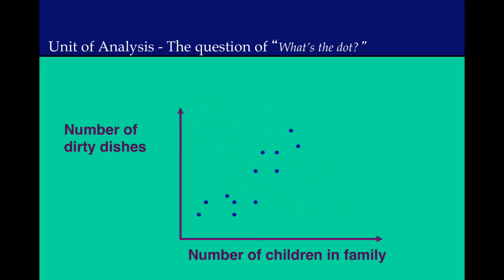Now, there's a very important question to ask when you look at a scatter plot, and that is, what is the unit of analysis? And this is the question of, what does the dot represent? So let's go back to this number of dirty dishes versus number of children in the family. And the question I'm asking, what does that dot represent? Well, that represents one family. That's how many children there are in the family and how many dirty dishes there are.